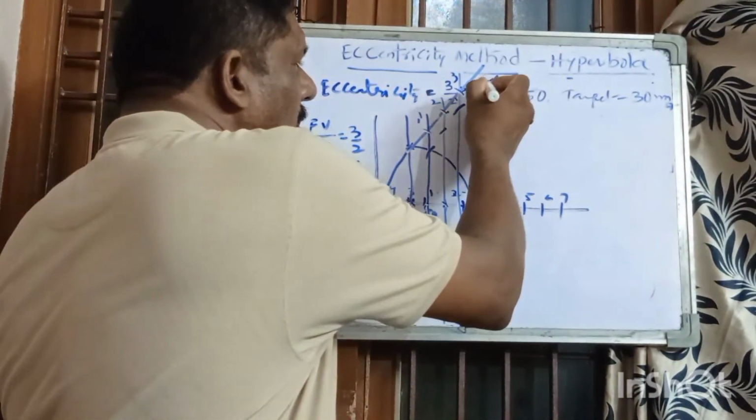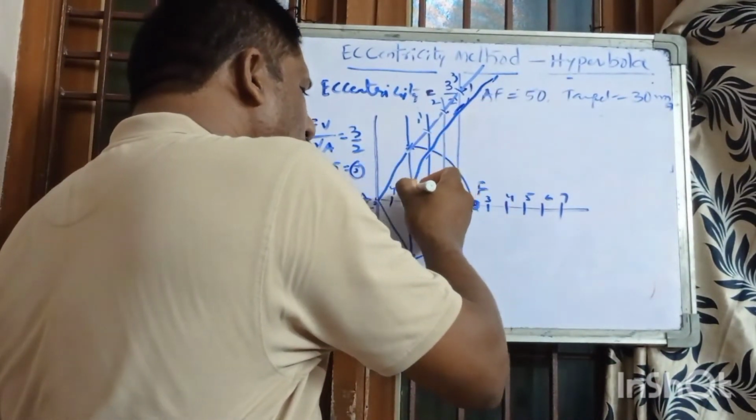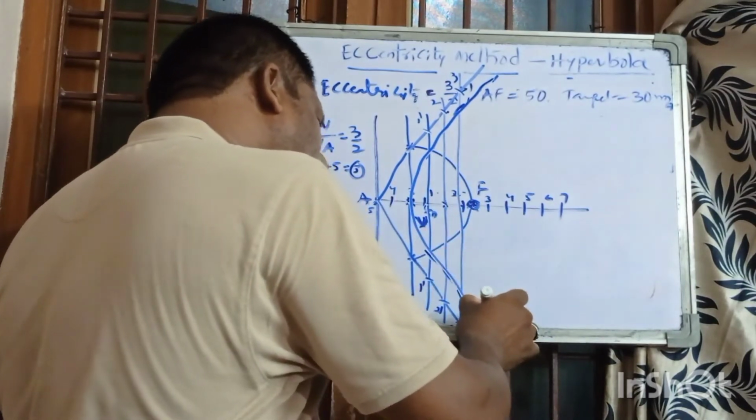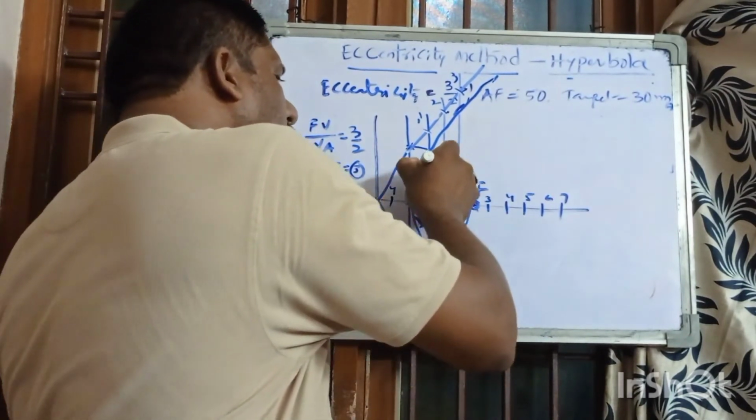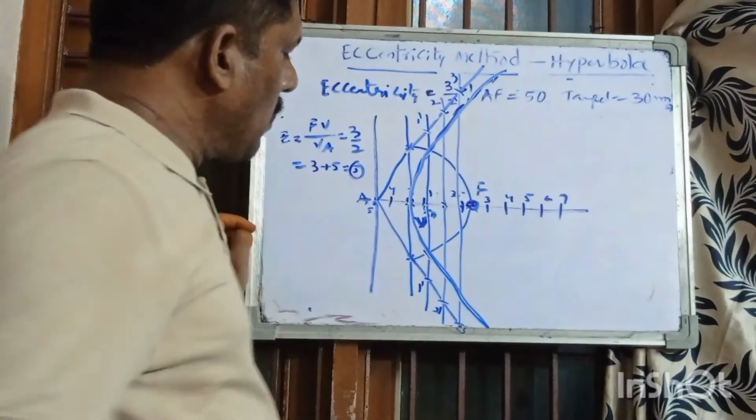Now join all the points through the vertex point. You will get a hyperbolic curve. This is the hyperbolic curve.